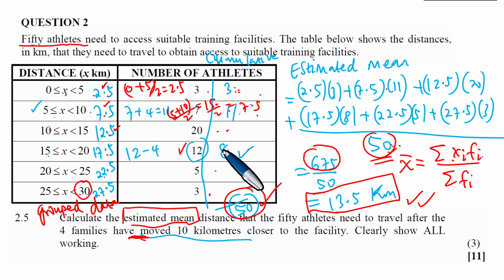Always you must do that. Yeah, this method is for grouped data. Always for grouped data, always to do it like this. What's the question?